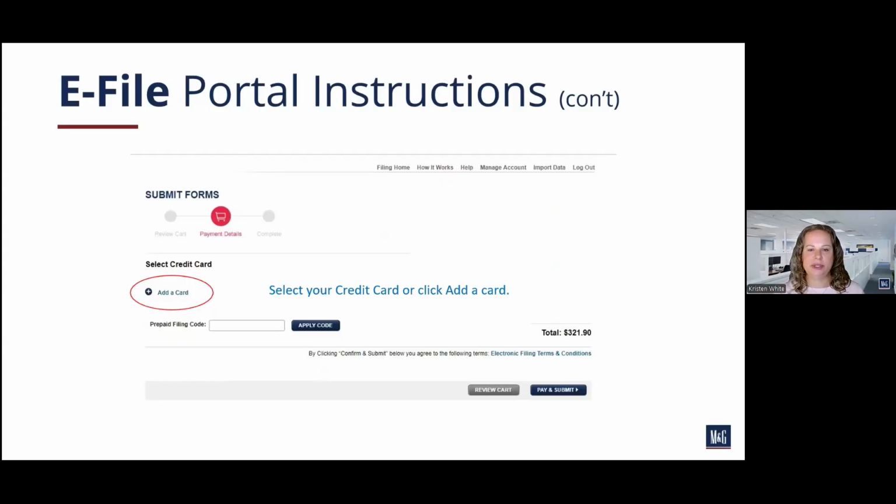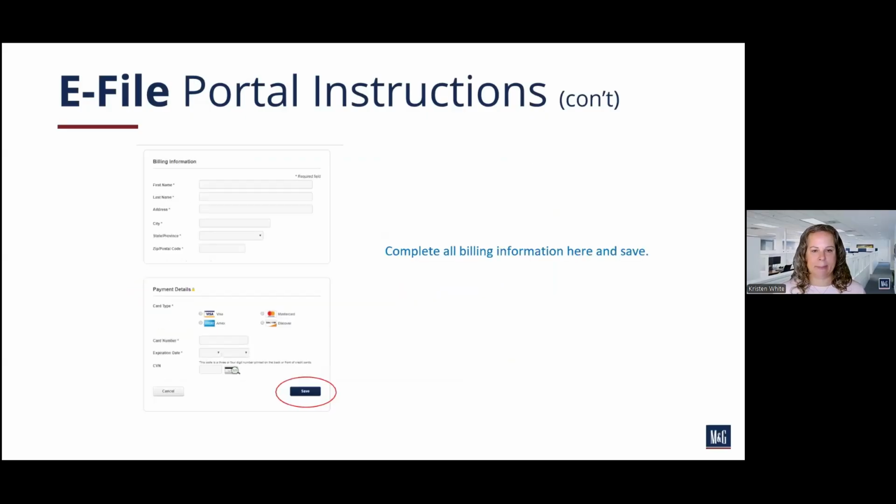That takes us to step 2, payment details. Either select your card or click Add a card. Populate the billing information. Usually people use a company credit card, then click Save.